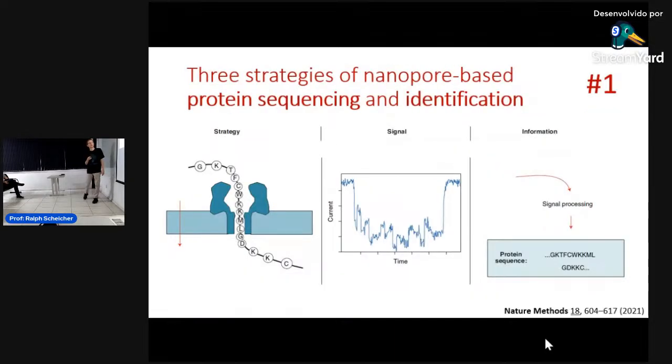So in the literature and in the field, there are basically 3 major strategies discussed for how you could sequence proteins. The most simple, the most straightforward one, number 1 here, would be to unfold the protein, make it just a linear chain of amino acids, and then somehow move that through the nanopore. And you get an electrical current signal as a function of time, which then hopefully is indicative of the amino acid sequence.